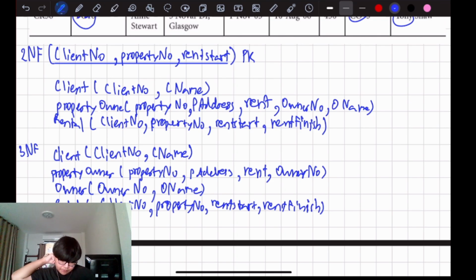Next, in third normal form, client number. In the client table, we have client number, cname. In rental, we have client number, but it's not a primary key, so it's not a foreign key. And we have property number too, but it's not a primary key, so it's not a foreign key too.